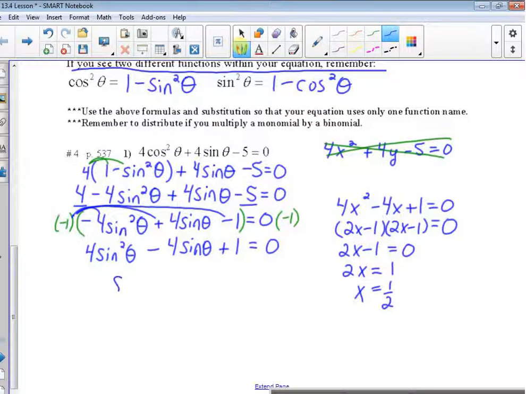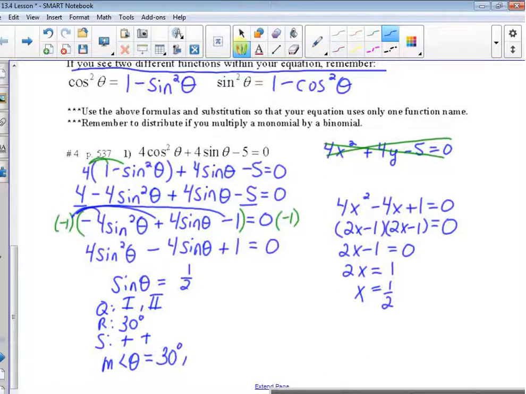So putting it back here, I get sine theta is equal to 1/2. So I have to set up QRS. Where is sine positive? Quadrants 1 and 2, reference angle 30. So the measure of angle theta in quadrant 1 is 30 degrees, and in quadrant 2, 150, because we're doing 180 minus 30. And you could check that on your calculator as well.